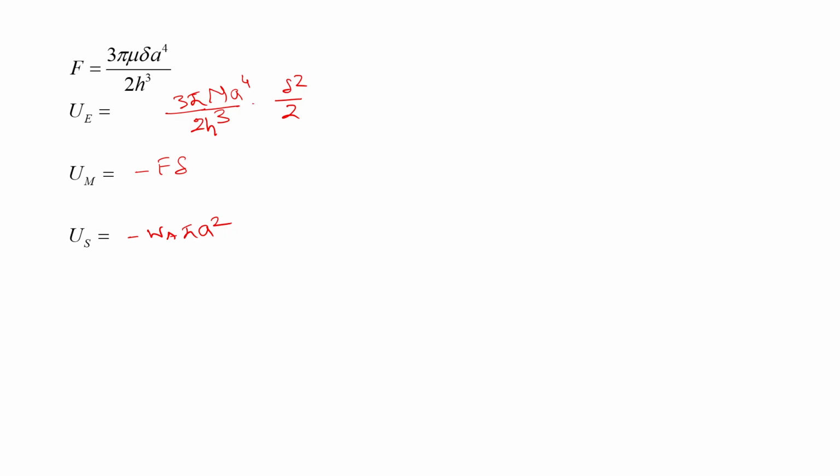So, this is the elastic energy that is stored in the film. So, now you find the total energy U_T, which is equal to 3 pi mu a to the power 4 by 4 h cube into delta square, then minus F delta and minus W_a into pi a square.